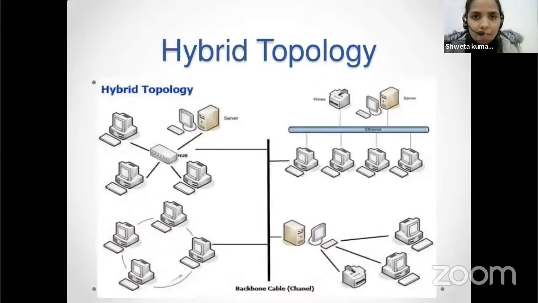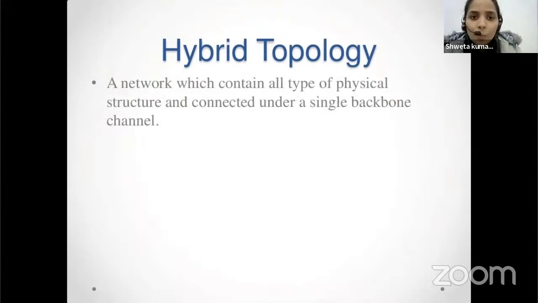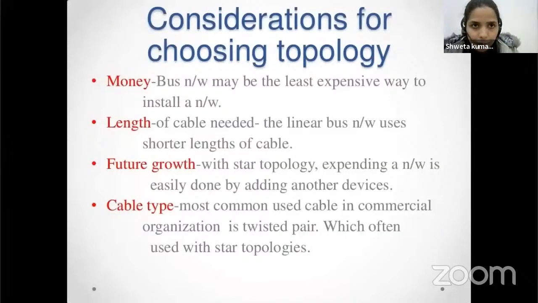Right. Next up, we have hybrid topology. Hybrid topology is when we combine two or more topologies together. Like if I combine star, ring, and bus topology together, then they make a hybrid form of topology. A network which contains all types of physical structure and is connected under a single backbone channel. That is our hybrid topology.